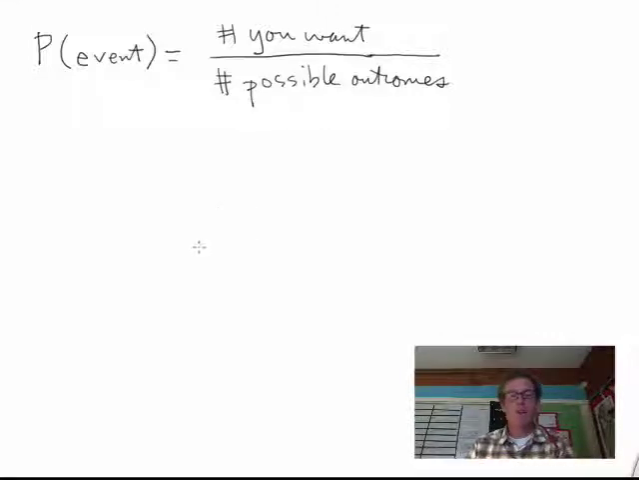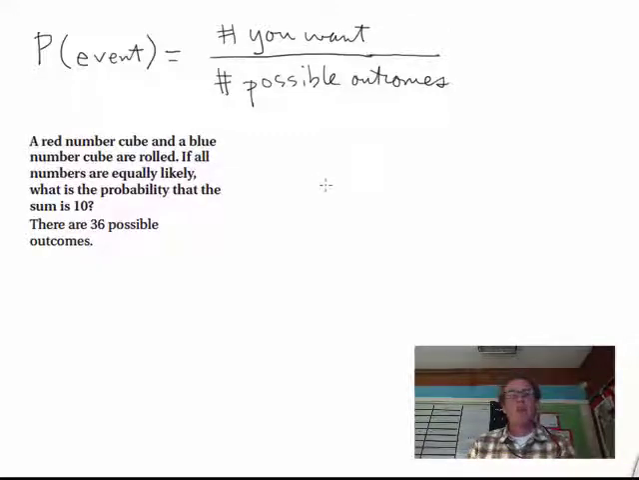Okay, so from here, let's take a look at an example where we can start thinking about probability. In this first example, let's say we have a red number cube and a blue number cube that are rolled. So we have a blue number cube, in other words, a blue die, and then we also have ourselves a red die. So there's my red die. I hope you like my illustrations, they're super fancy. Okay, and then as these are rolled, if all numbers are equally likely, what is the probability that the sum will be 10?